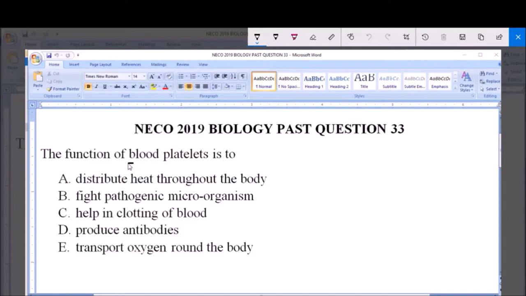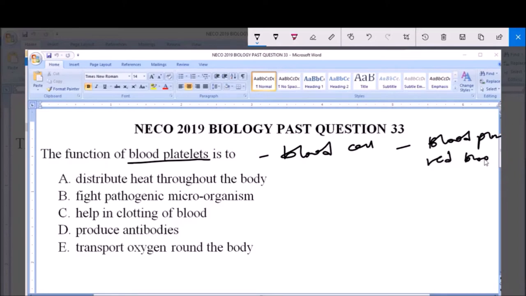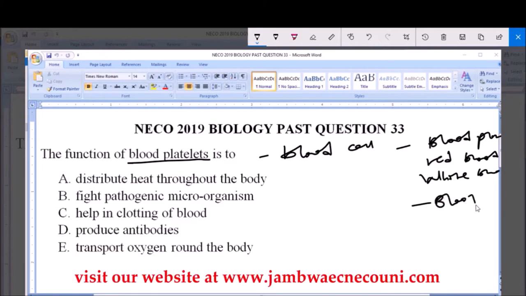Now, the blood platelets is part of the blood cells. Remember, we have three blood cells. We have the blood platelets, the red blood cell, and we have the white blood cell. Then we also have the liquid component of the blood, which is the blood plasma. So these are the composition of the blood.